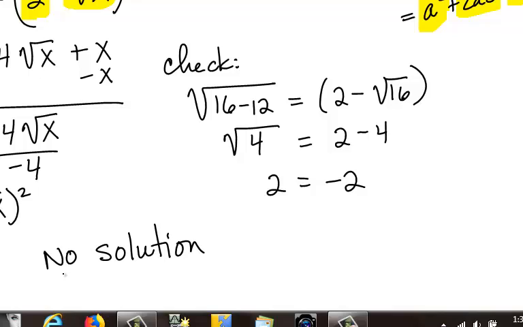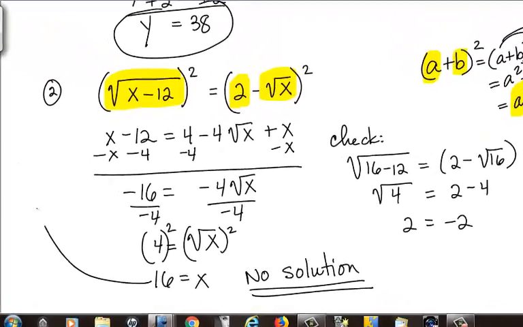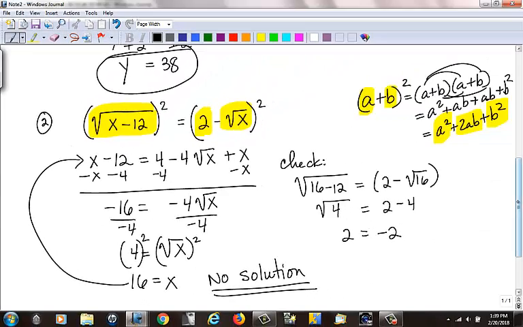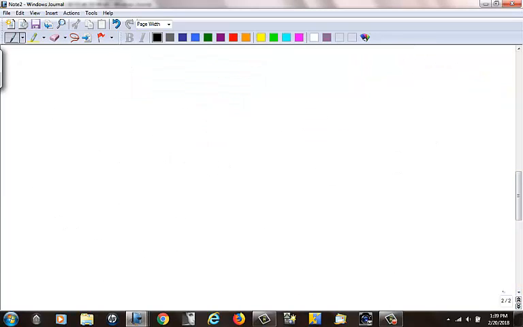That means 16 is what they call an extraneous root. 16 is a solution to this equation, but it is not a solution to the original. Okay, so every time you square both sides, cube both sides, you have to check your answer. So our final answer on that one is no solution. Okay, third example. This one's an inequality.